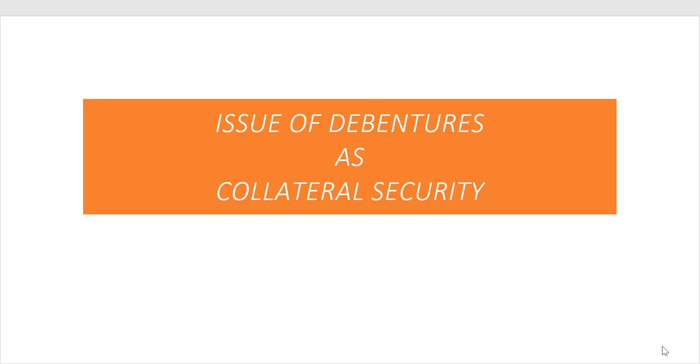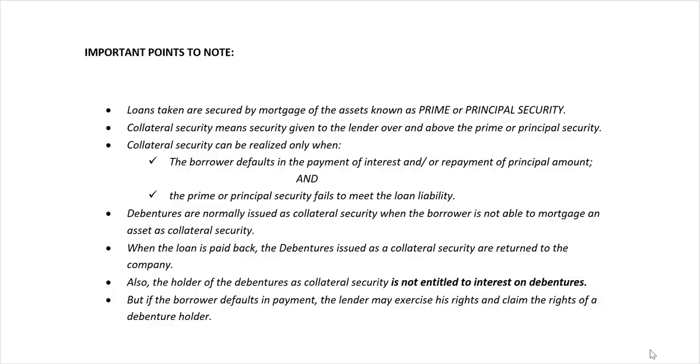Hi, in this video, we will discuss the accounting treatment when debentures are issued as collateral security. Let's note a few important points. Loans taken are secured by a mortgage of the assets known as prime or principal security. Now, collateral security means security given to the lender over and above the prime or the principal security.